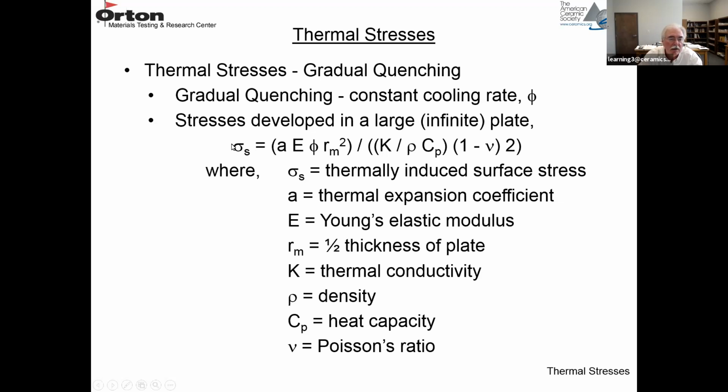So if you have a material that has high expansion, the higher the expansion in that material, the higher the stresses. High elastic modulus gives higher stresses. Faster cooling rate gives higher stresses. A bigger sample size gives higher stresses. If you're dividing by the thermal conductivity, the lower the thermal conductivity, the bigger the stress. So ideally, high conductivities do not allow for large thermal gradients to develop. And then the density and heat capacity are also in there. You don't have a lot of control over those.